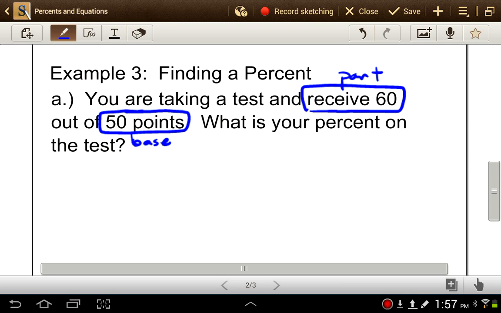So don't always look at the big and small number. Think about what the numbers are. Your score is the part. The base amount is the value of that test. So I'm going to fill out my equation here. I'm going to take my part, which is going to be 60, equals my percent, I don't know, so I'm going to use a variable, I'll use P, times 50, my base amount. So my part equals my percent times 50.